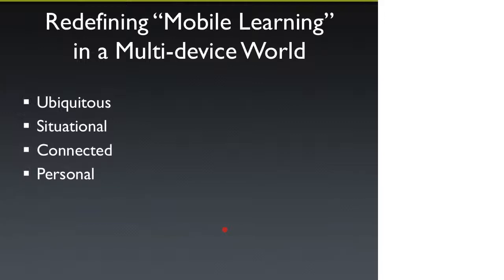It's connected. Our mobile devices are connected. They're not isolated like desktop computers were more traditionally, right? So social learning, network learning is more critical. And lastly, it's more personal. Our devices have a more personal relationship to us, and we want learning to be personalized and not just the same for everybody else. So that's how I like to redefine mobile learning in a multi-device world.